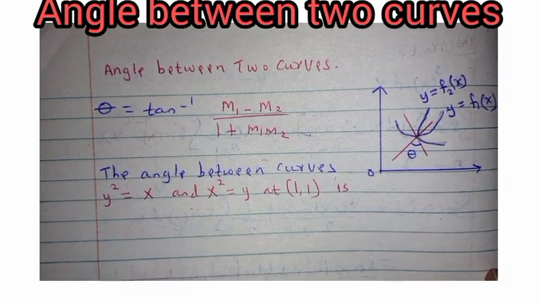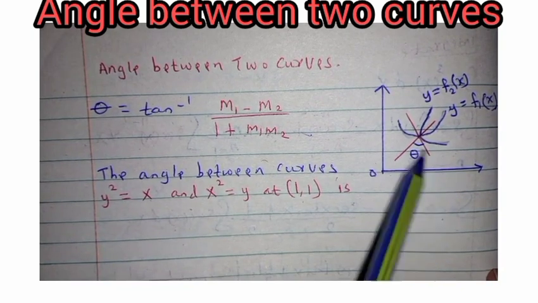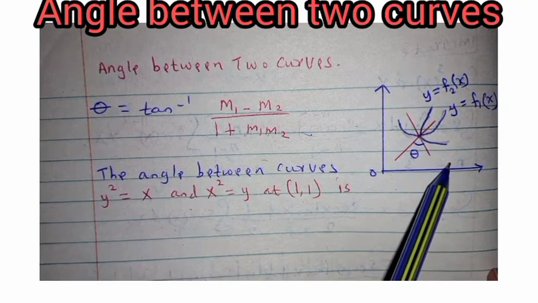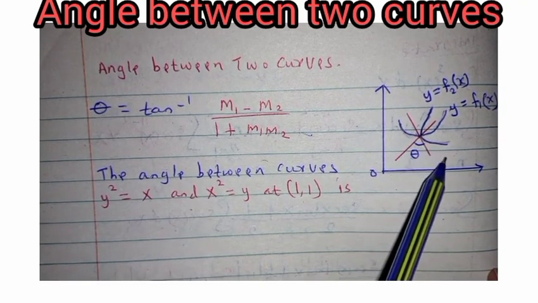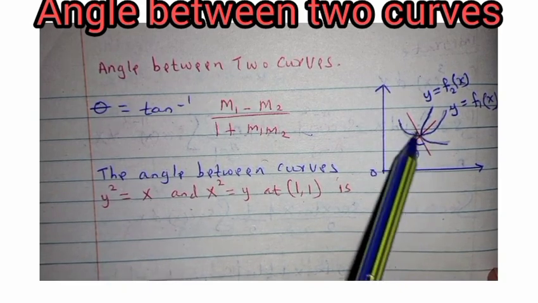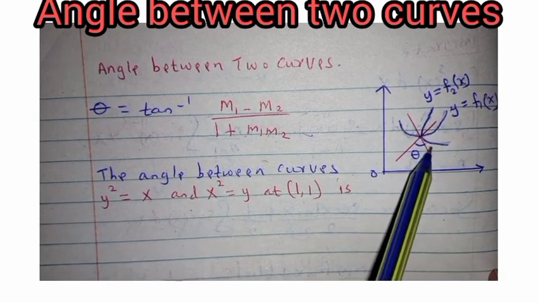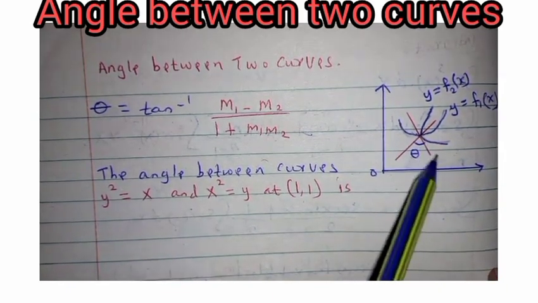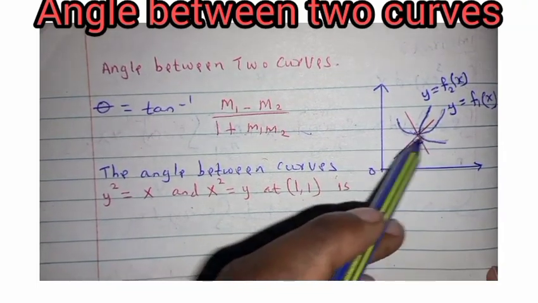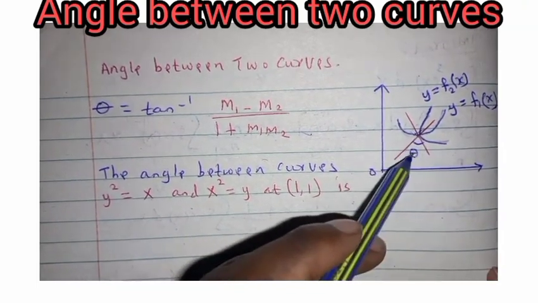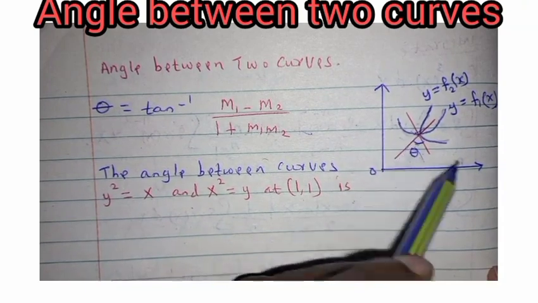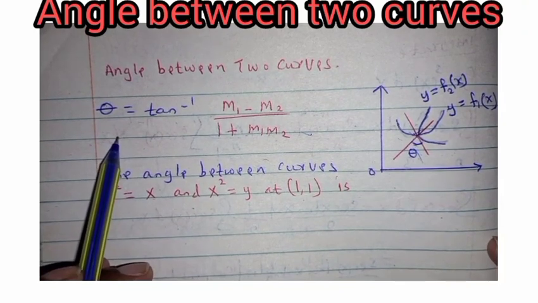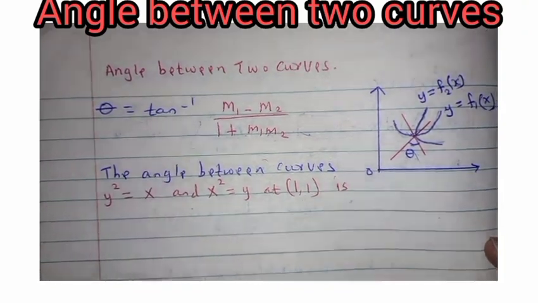So the angle between the two curves is equal to the angle between the tangents to the two curves at the point of intersection. And of course, you know how you obtain the tangent on a curve. It is the line drawn touching the curve at a point. So when these two tangent lines intersect, the angle between them is now the angle between the two curves.